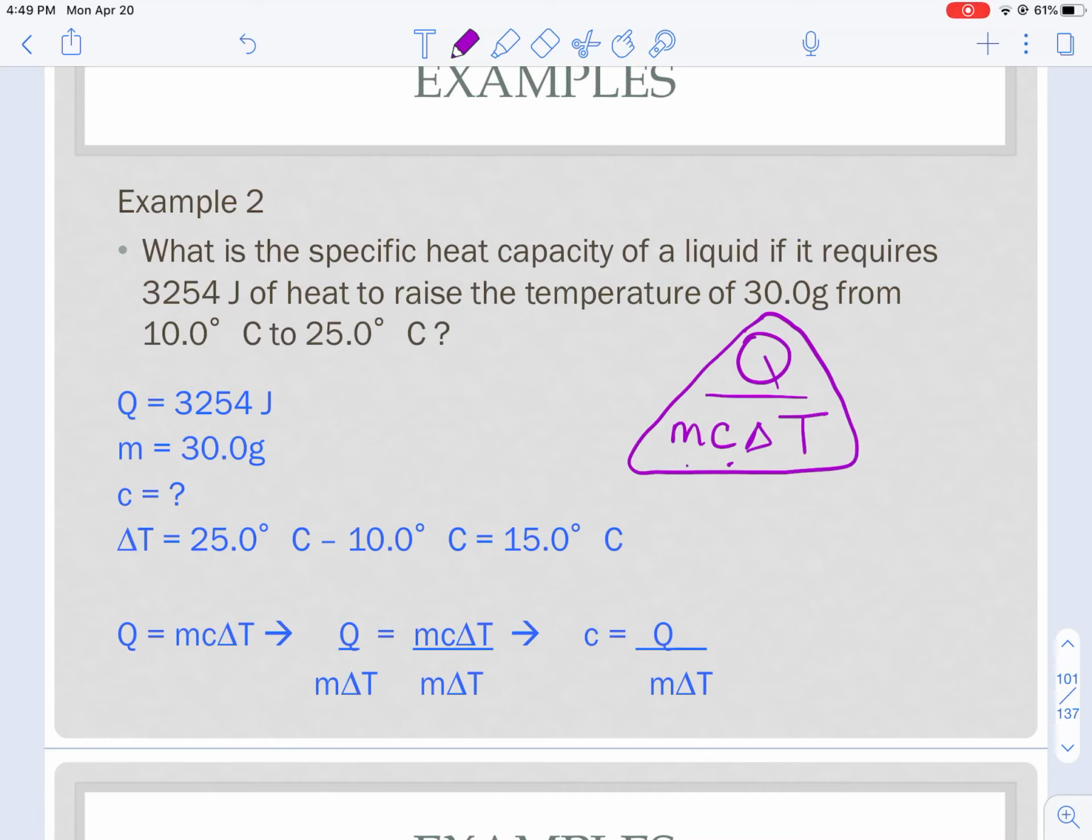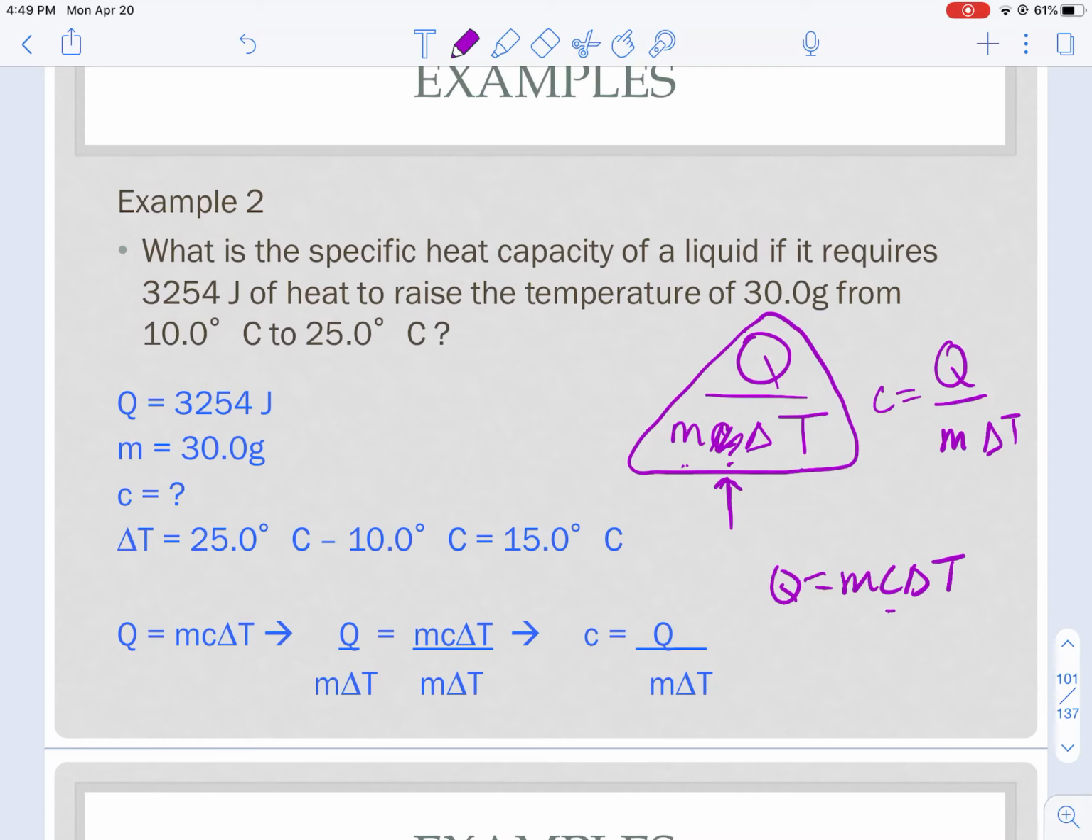So for this kind of a question, remember that if Q is equal to mc delta T, if you're looking for one of these, you just manipulate your formula, either because you've put it in this triangle and know that if you're looking for C, you just cover C up. It leaves you with Q over M times the temperature change.